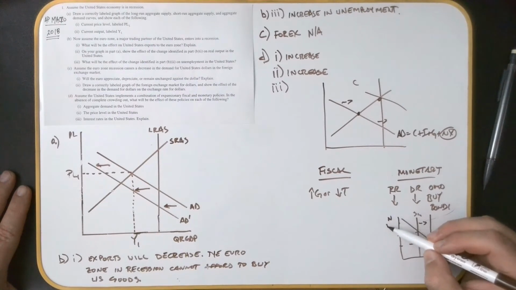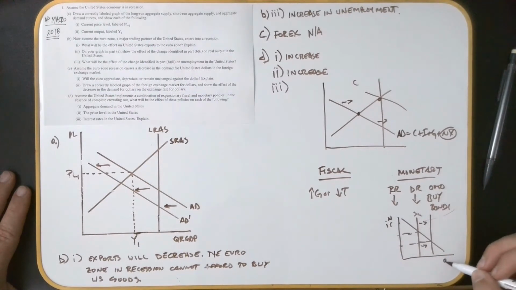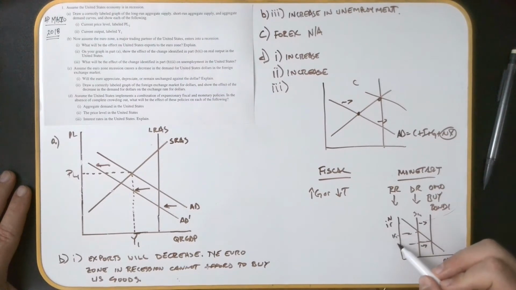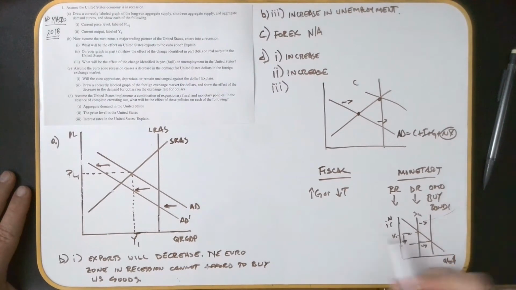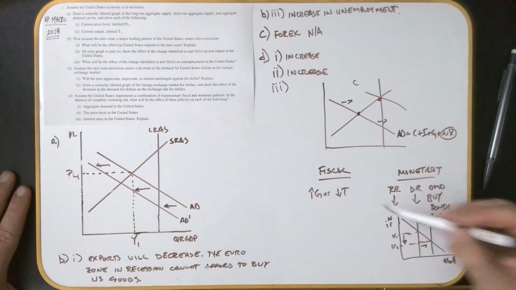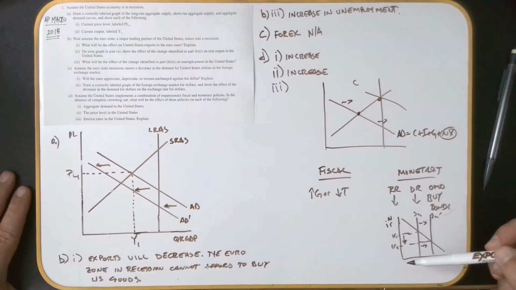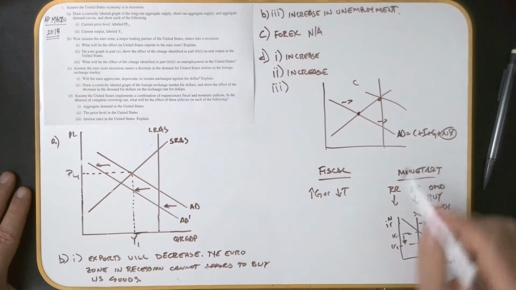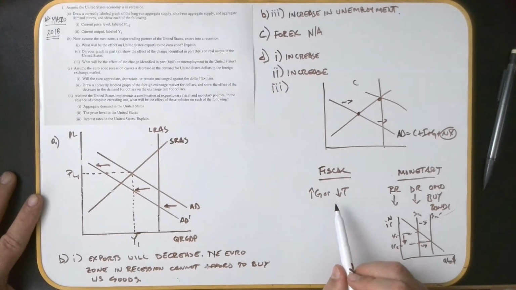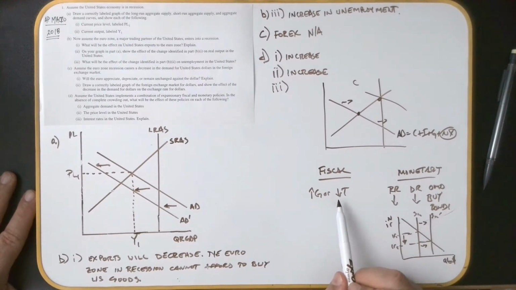This has to be something absolutely known by every macro student. So what do we have? Nominal interest rates here, and this is a quantity of money. Our interest rates were here, and they went down because we increased the money supply. This is just kind of an automatic. You lower all of these things, increase the money supply, lower interest rates, get people to borrow money, stimulate the economy.